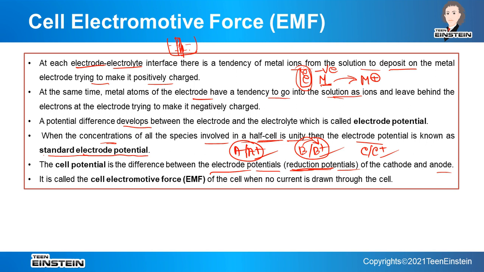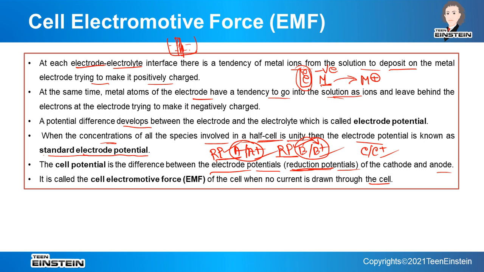Fine, but it doesn't mean that we have to consider the reduction potential of this and the oxidation potential of this. No, you will consider the reduction potential for both, and then we can compare. The difference between these two, suppose this is for the cathode and this is for the anode, the difference between the cathode reduction potential and the anode reduction potential, that is the cell potential, and it is also called the cell electromotive potential of the cell when no current is drawn through the cell.